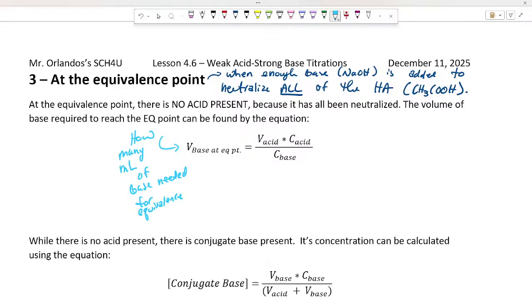Now again, we already did this, but that's okay. What is, in this titration, the volume of the acid that we started with? We started with 20 milliliters of acid. What was the concentration of our acid?